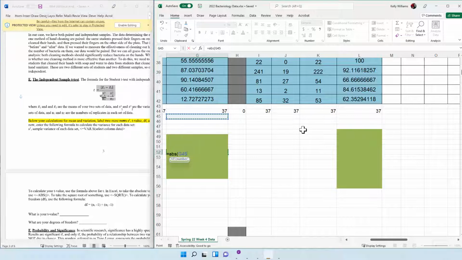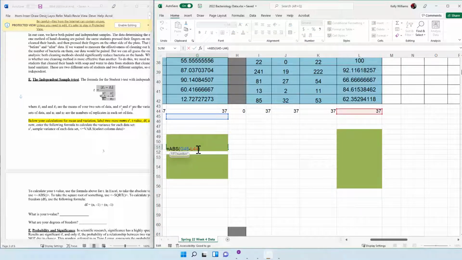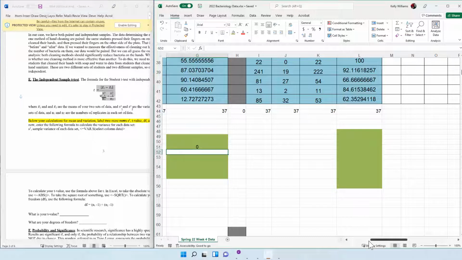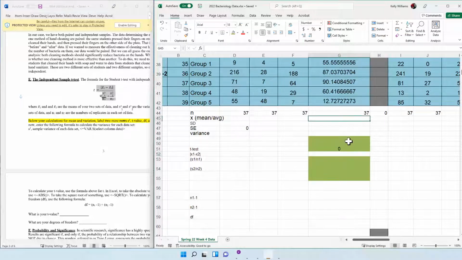This one minus this one. Oh my gosh. Okay, well. Yeah, L45. Okay. It's showing a 0 right now because we don't have the mean calculated, but all you have to do is that. That'll give you the absolute value of those two.